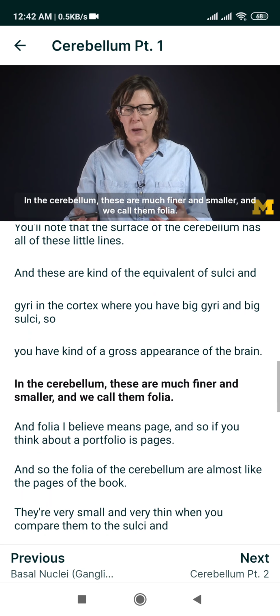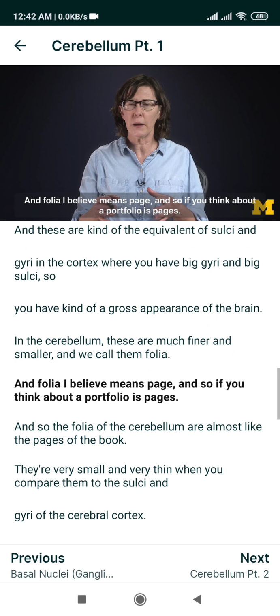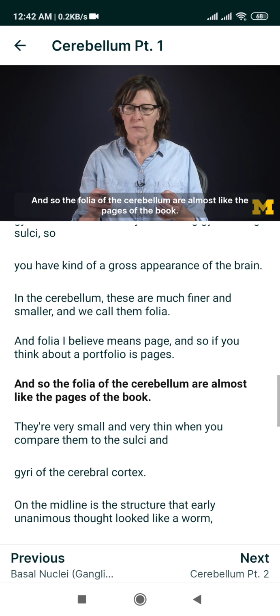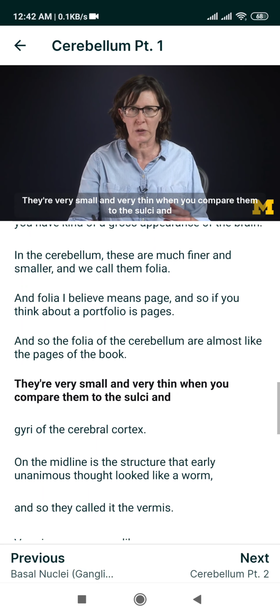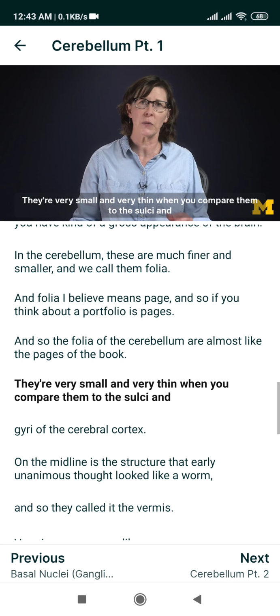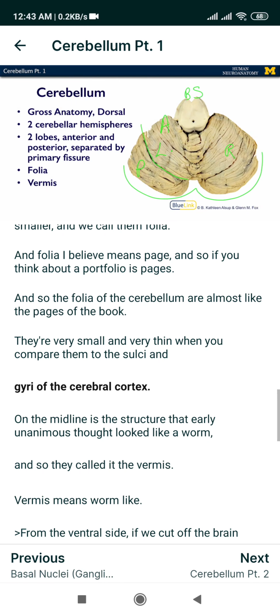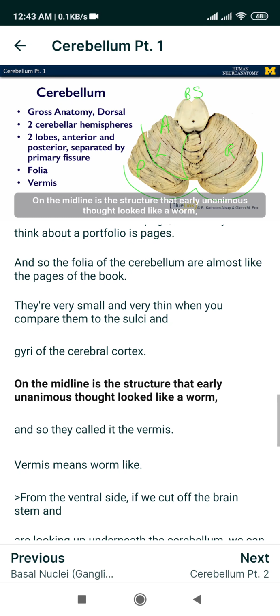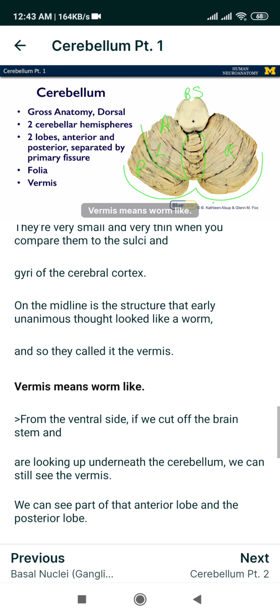In the cerebellum, these are much finer and smaller, and we call them folia. And folia, I believe, means page. And so if you think about a portfolio is pages, and so the folia of the cerebellum are almost like the pages of a book. They're very small and very thin when you compare them to the sulci and gyri of the cerebral cortex. On the midline is this structure that early anatomists thought looked like a worm, and so they called it the vermis. Vermis means worm-like.